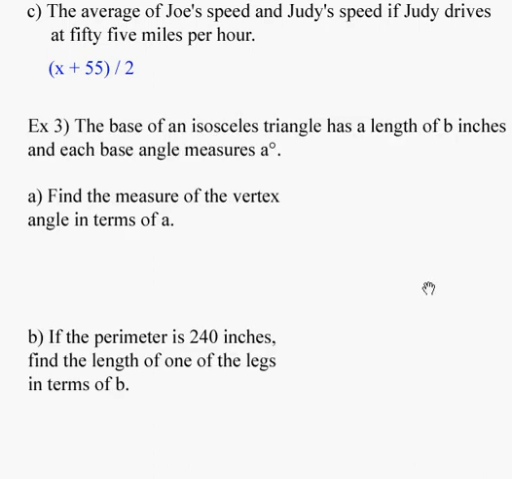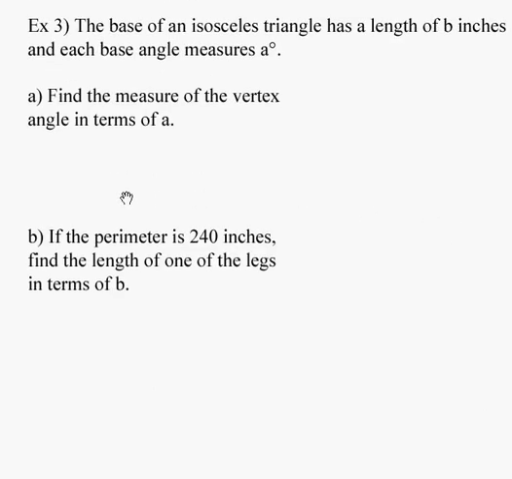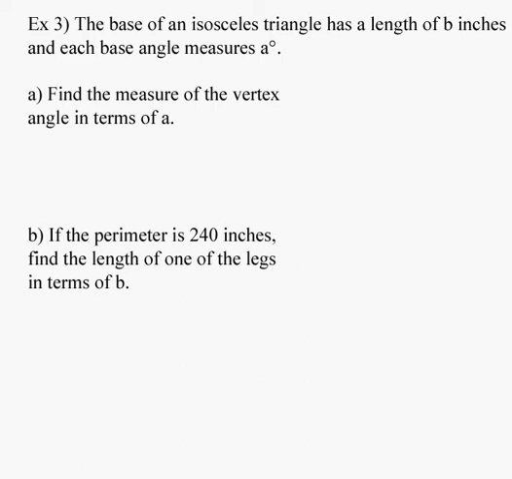All right, let's look at a few more. These are going to be a little reminder from geometry. So let's see what we can remember about the base of an isosceles triangle. It has a length of b inches, and each base angle measures a degrees. Now it might be helpful if we had a diagram, and pictures are worth those 1,000 words.